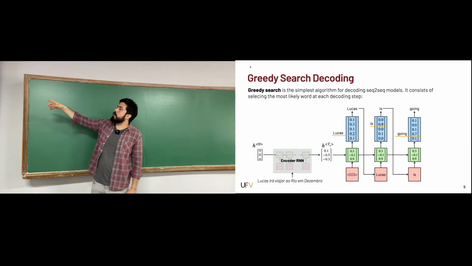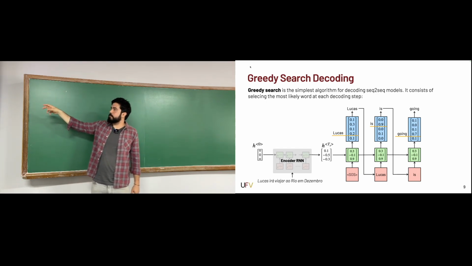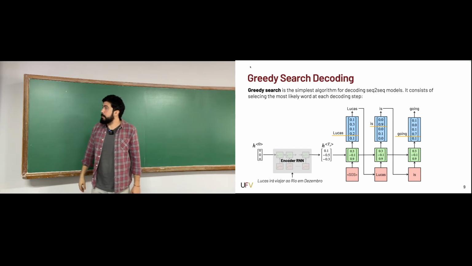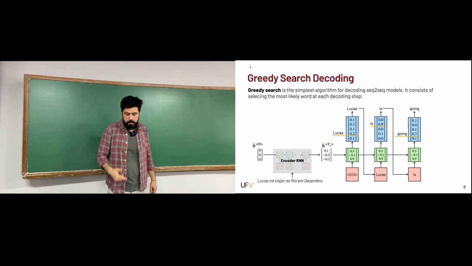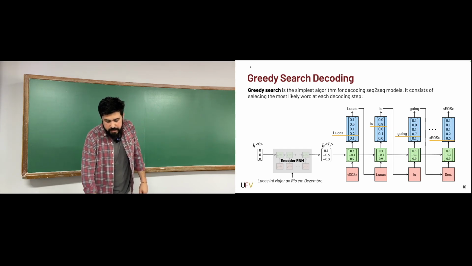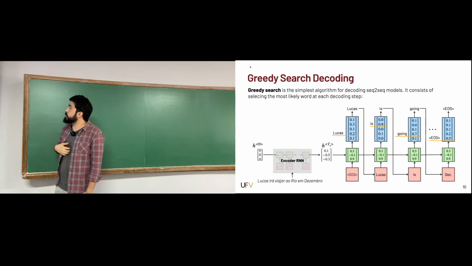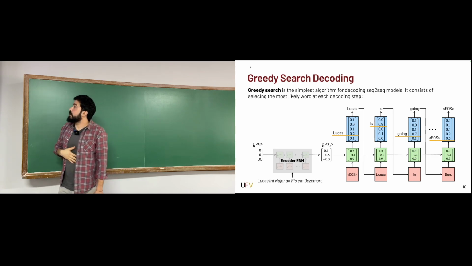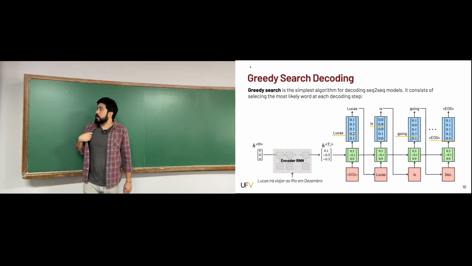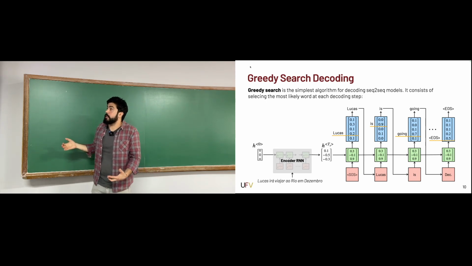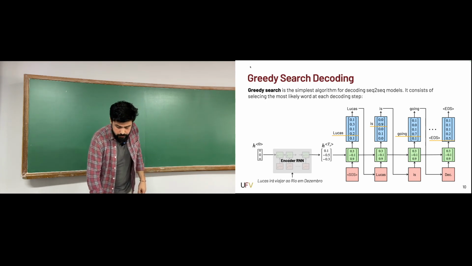Now I select the word "going" with 0.7 probability because it's the highest among those in that step. So I keep doing that until I find the end of sentence token. And this works okay, but it has a problem.